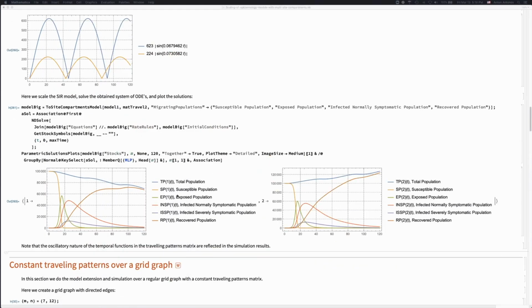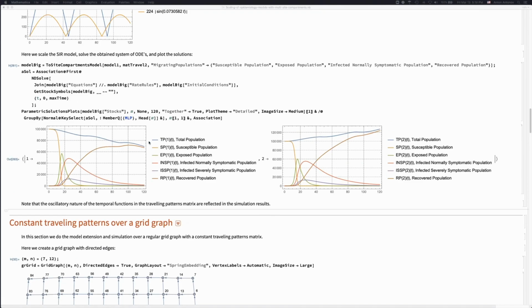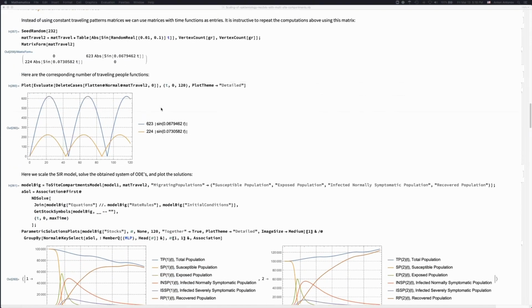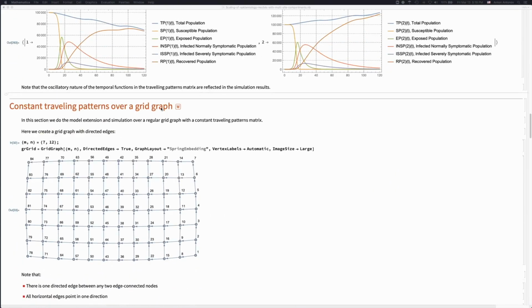All right. I'm saying that we see results which are expected, but we do need much better proof. One of the ways to do that is to use a simple but large graph, and see some kind of macro quality which we expect. This is the wave we saw in my teaser, like 12 minutes ago. So here, what I'm going to do next is use constant traveling patterns over a grid graph.